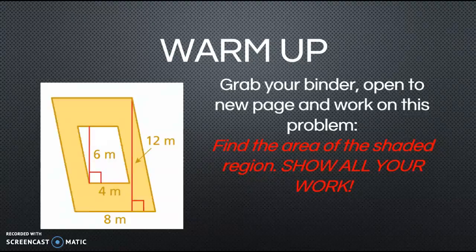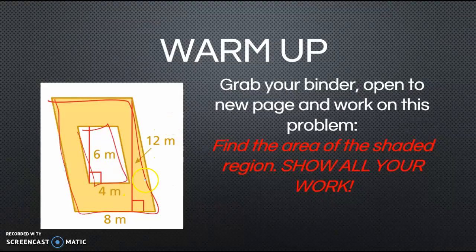Alright, so what this warm-up says to do is you need to find the area of the shaded region and you need to show all of your work. So we've already done some like these, but let's just do it again real quickly. So we need to find the area of the big shape and then also of the smaller shape. So, the area of a parallelogram in general, we know that the area is base times height. So I'm going to take my base, which is 8, take my height, which is 12. I'm going to multiply those together. And we know that that's going to be 96.